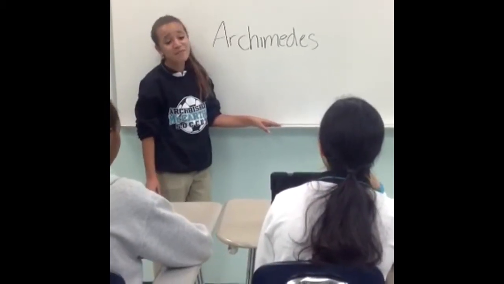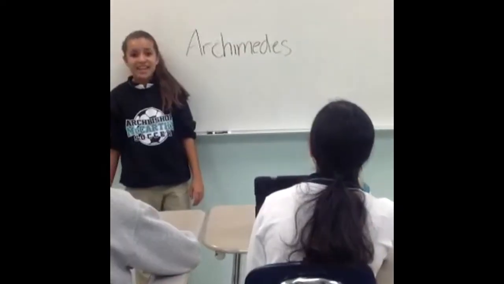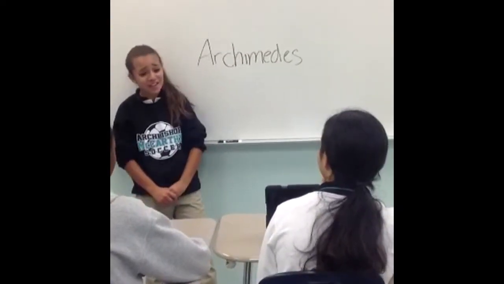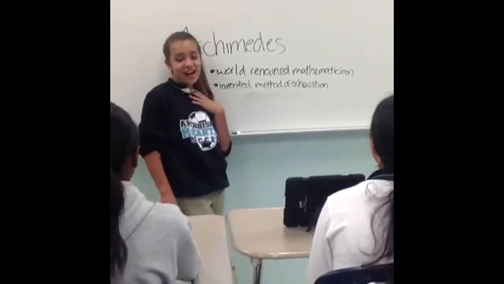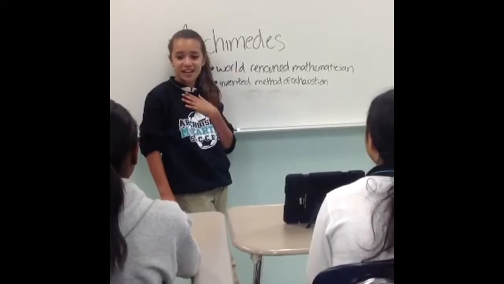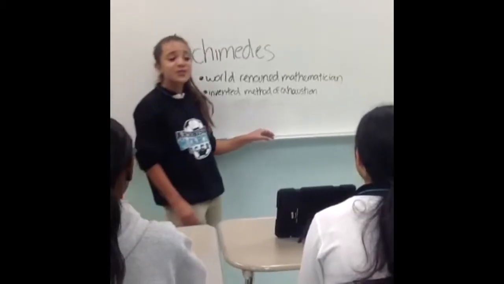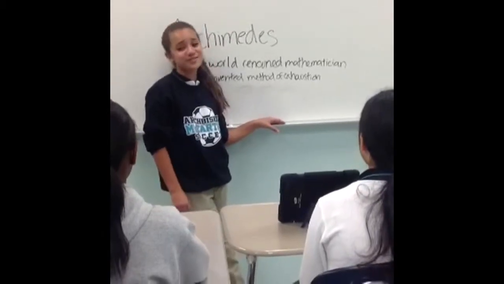Archimedes is a world-renowned mathematician. What did he do that was so great? He extended the method of exhaustion. What's the method of exhaustion? It is used to determine the area and volumes of curved lines with surfaces. Like what? Circles, spheres, pyramids, and cones.